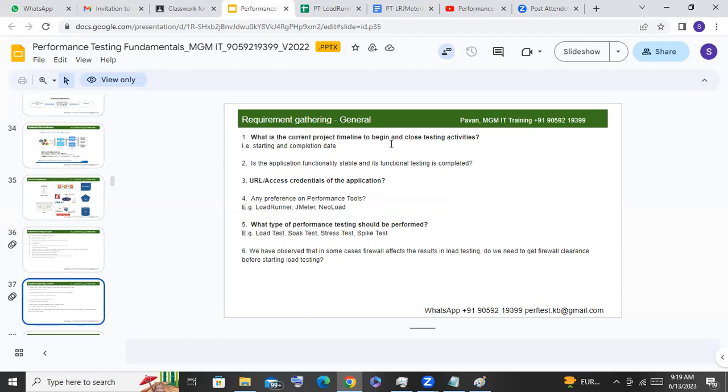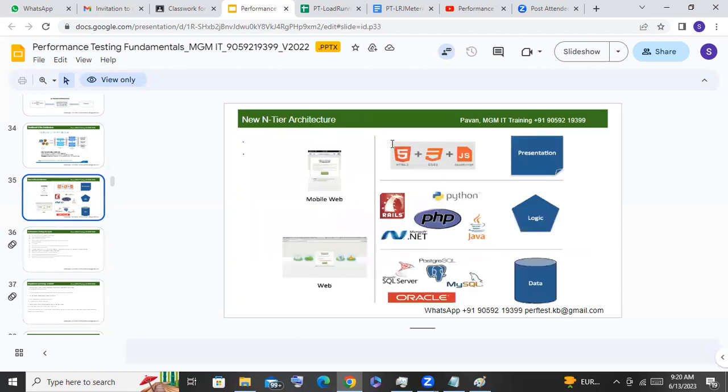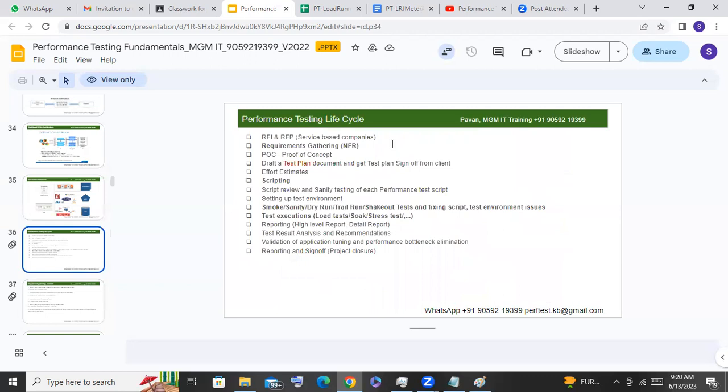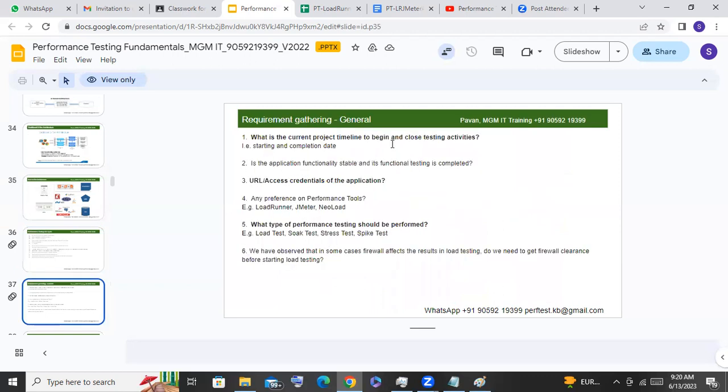And guys, the requirements gathering document would be different in different companies. According to their own requirements, according to their own projects, they would design their requirements gathering document. So the experienced guys, especially, when you join a project, the first thing that you would try to ask is, okay, do you have a test plan? Do you have a requirements gathering document?